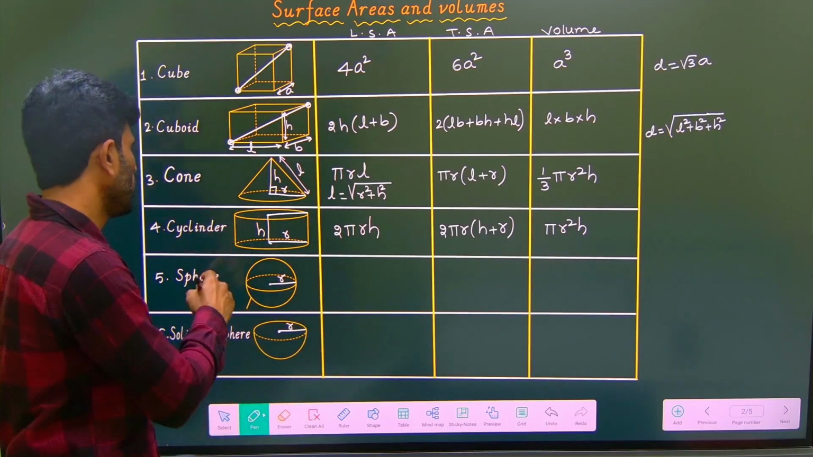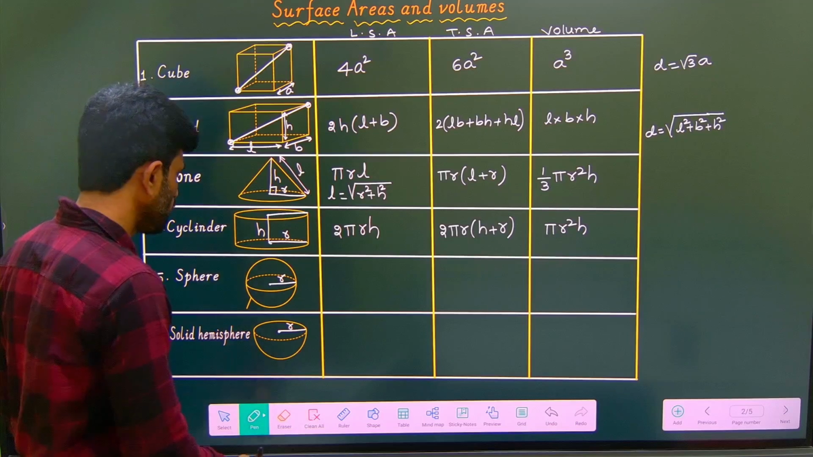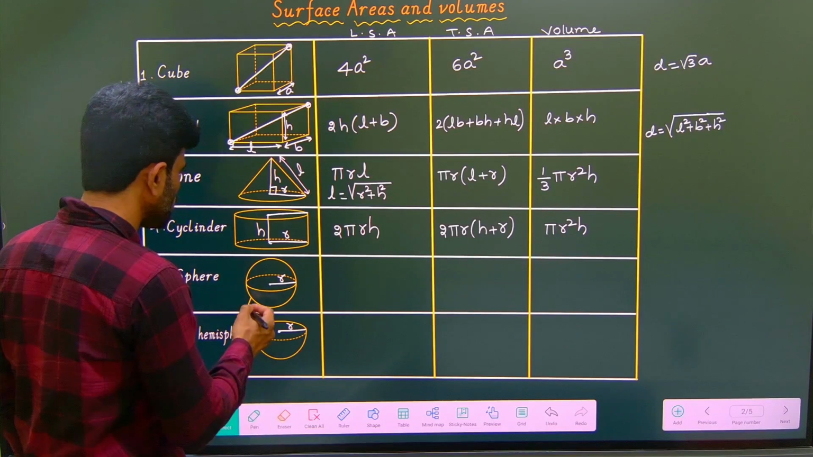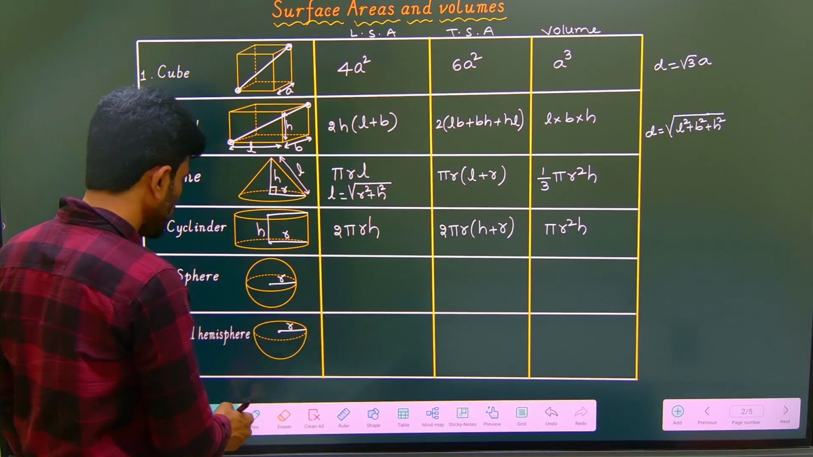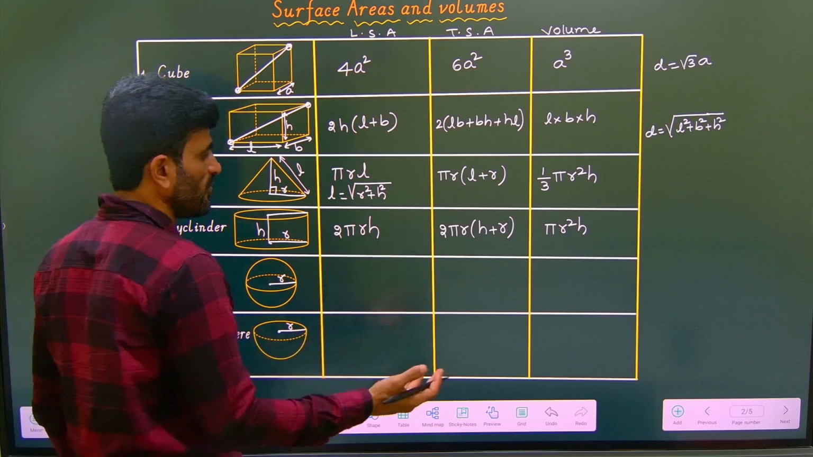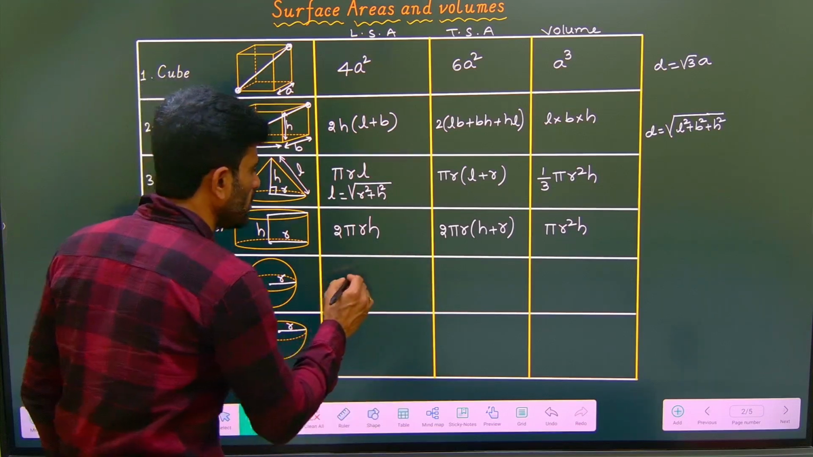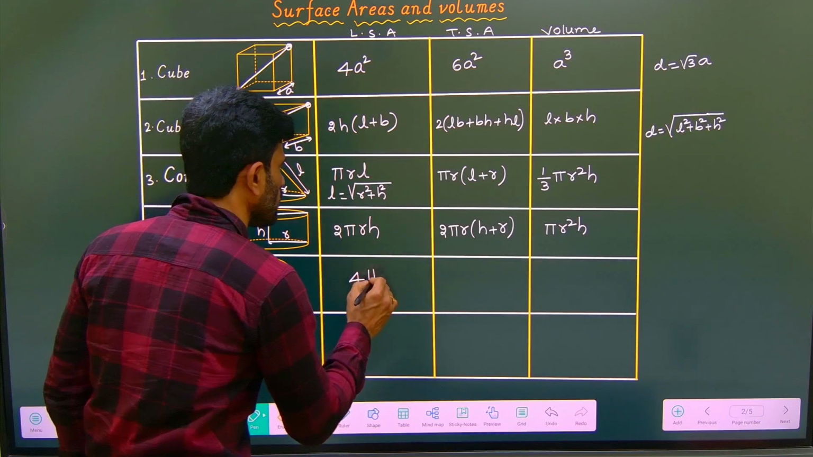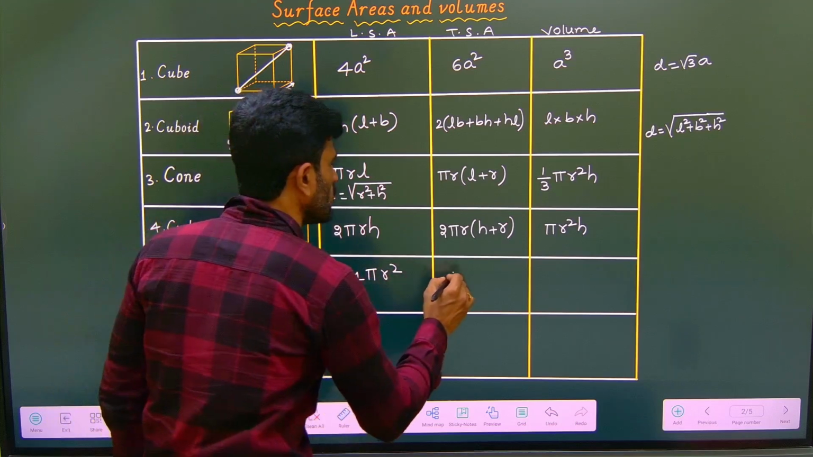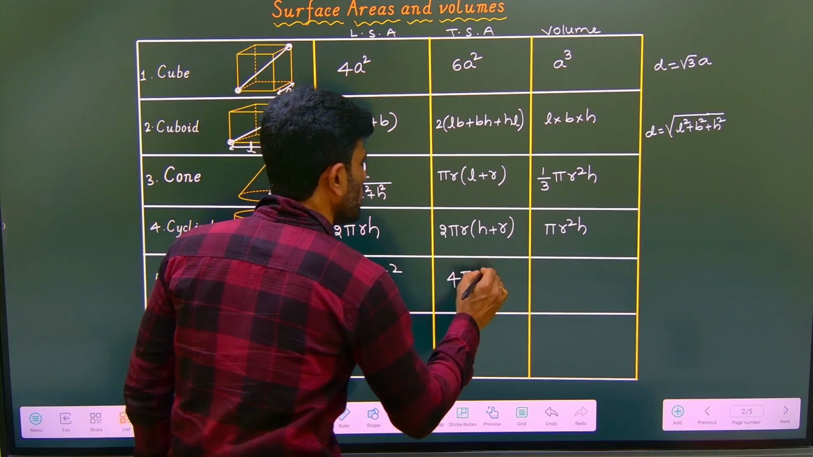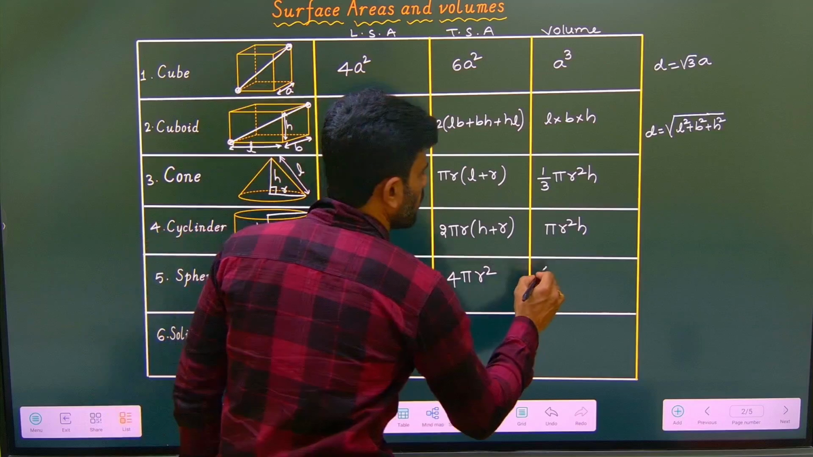Now coming to sphere. For a sphere, lateral surface area and total surface area differently we do not have, only surface area will be there. That is 4 pi r square. Both we will take as 4 pi r square only. Then volume is 4 by 3 pi r cube.